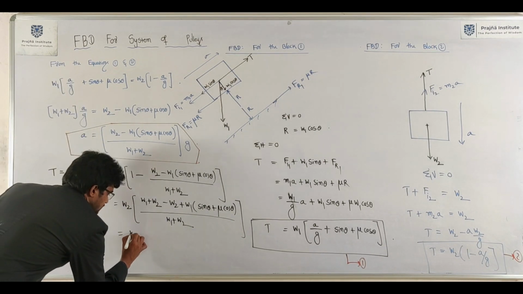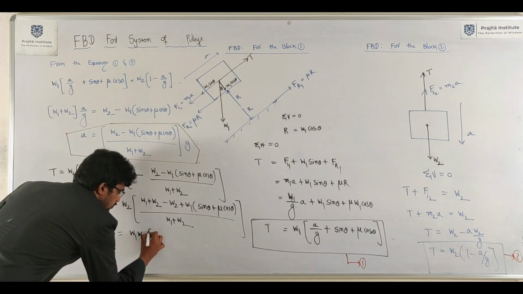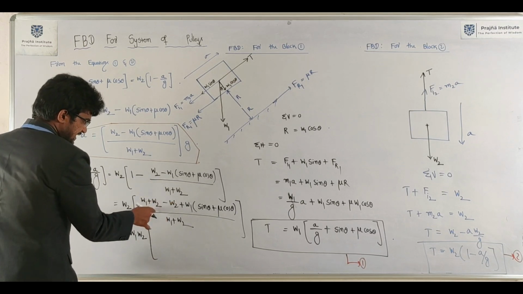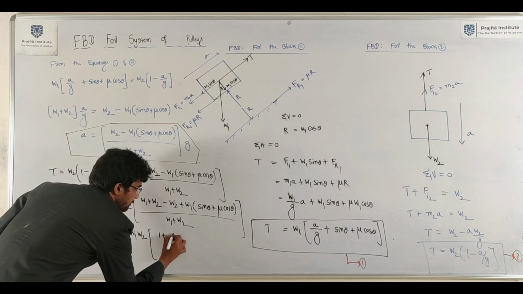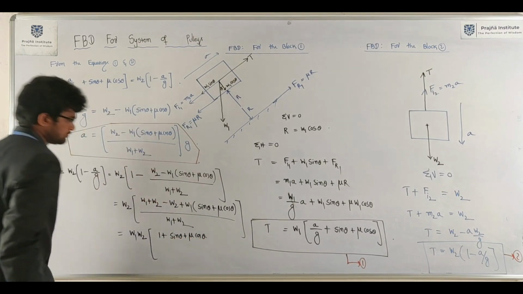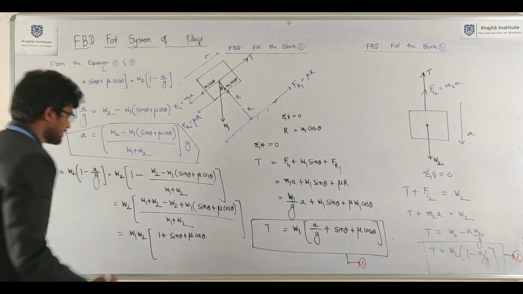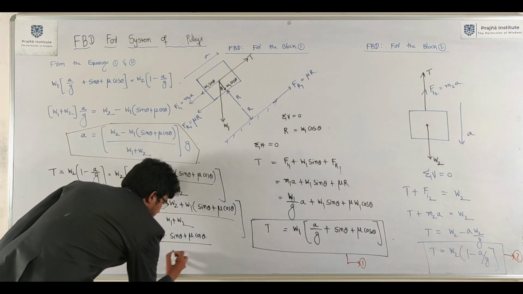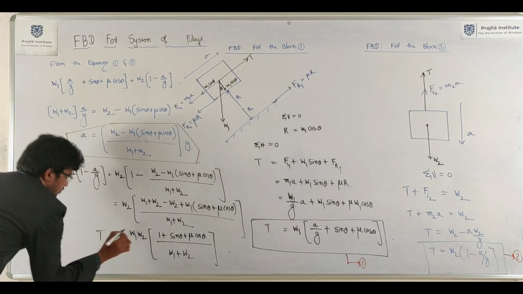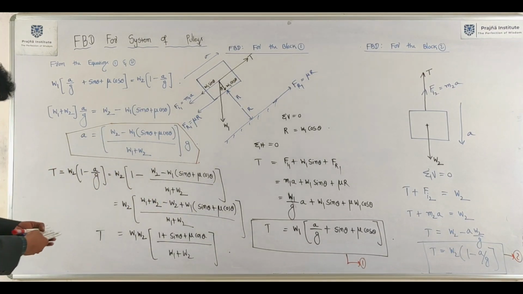Finally, W1 into W2, you will get, these two get cancelled out. 1 plus sin theta plus mu into cos theta, correct now? By W1 plus W2. This is all about tension in the string.